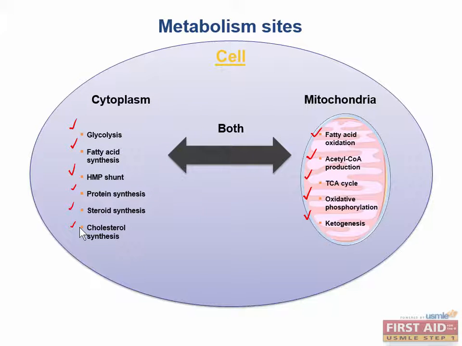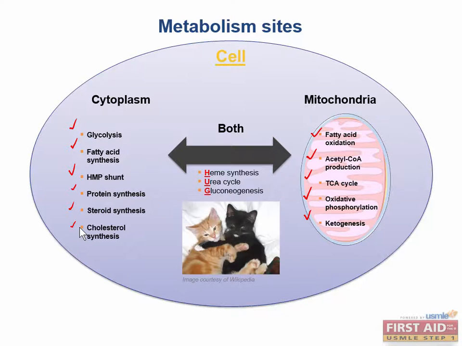Now, what reactions take place in both the mitochondria of the cell and in the cytoplasm? Remember I said that some do play a role in both. These include heme synthesis, the urea cycle, and gluconeogenesis. An easy way to remember this is that it takes two to hug. So here's our two cats hugging. H stands for heme, U stands for urea, and G stands for gluconeogenesis. Now, by the way, do you remember what vitamin is required for heme synthesis? That would be vitamin B6, pyridoxine, which is used to convert succinyl-CoA and glycine into aminolevulinic acid, the first step in making heme.